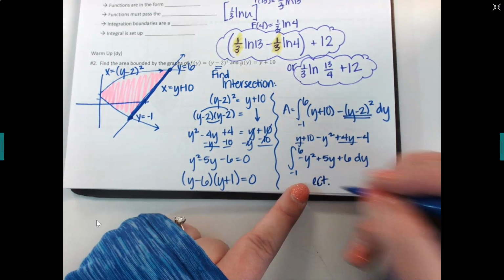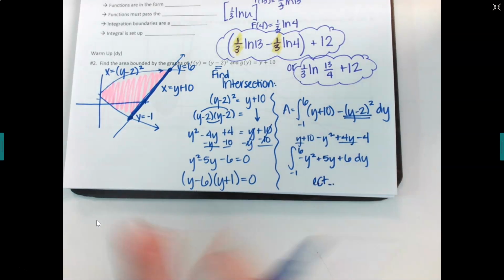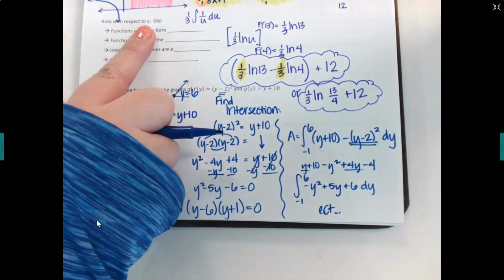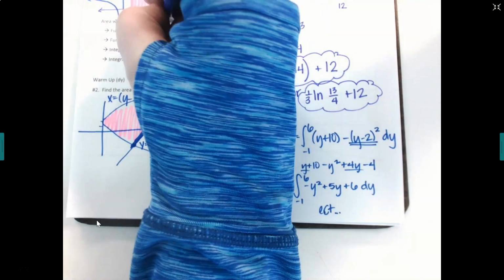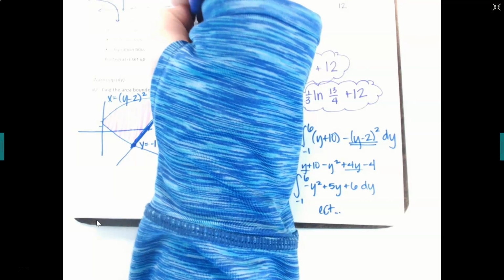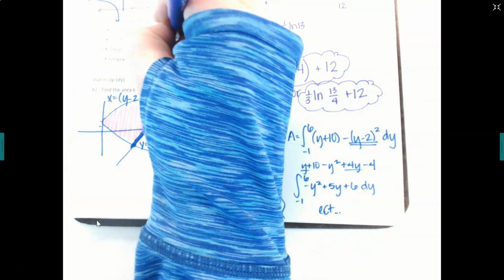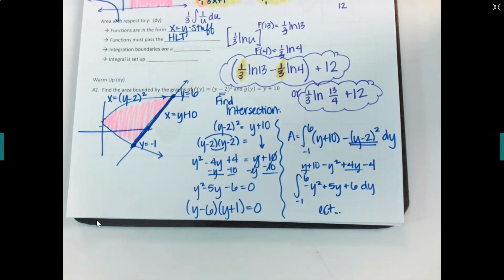Should we put that the integral is set up from right to left? Yes. So let's put that up here at the top. If you're doing area with respect to y, your equations should be in x equals y-stuff form. And instead of your functions passing the vertical line test, they just have to pass the horizontal line test, which means that when I draw a graph, a horizontal line should only touch it once. So think about a sideways parabola. That can't pass a vertical line test, but if I drew the line sideways, it would pass.